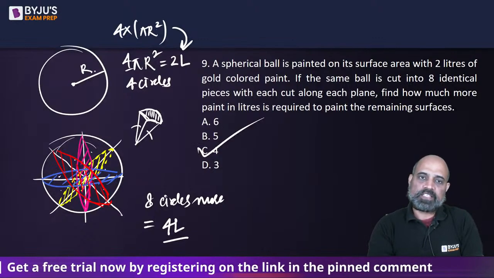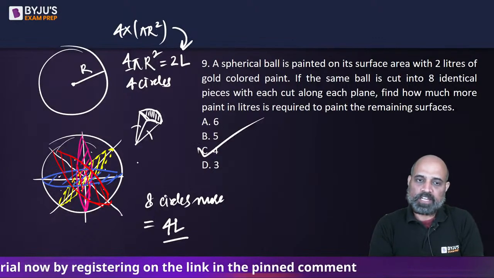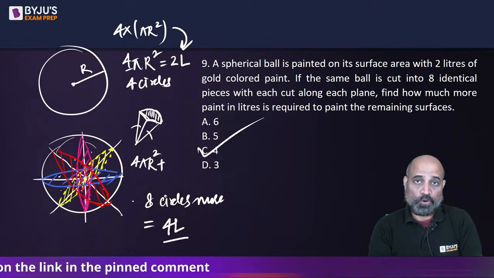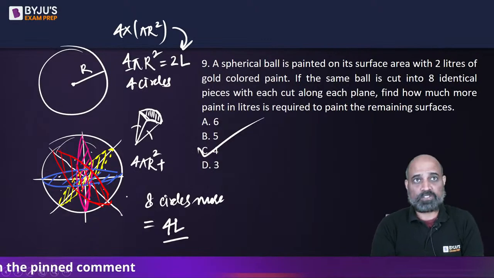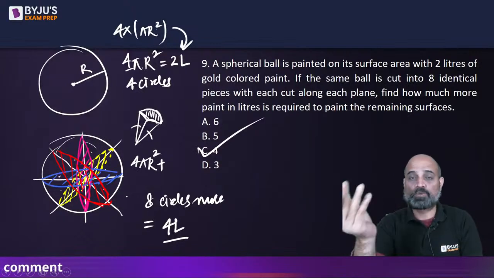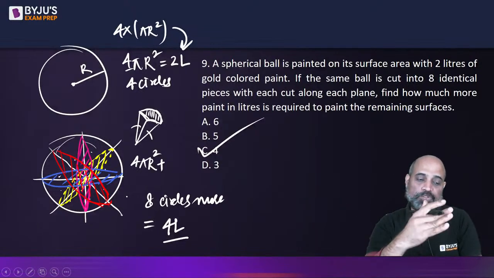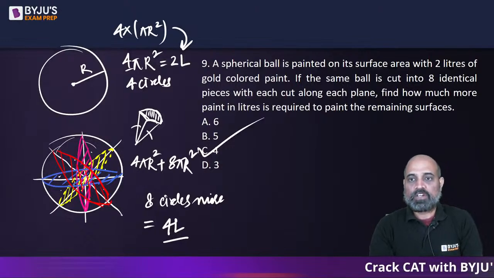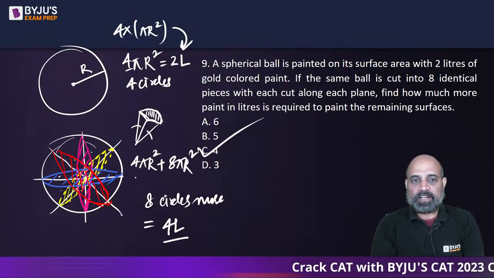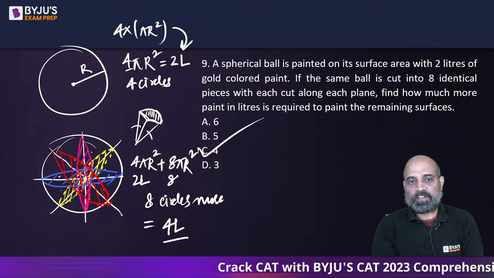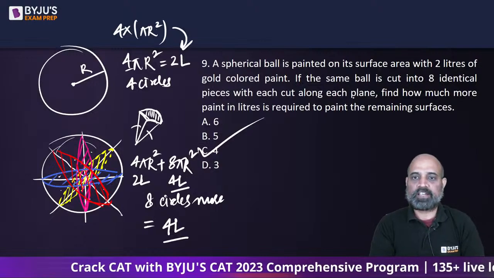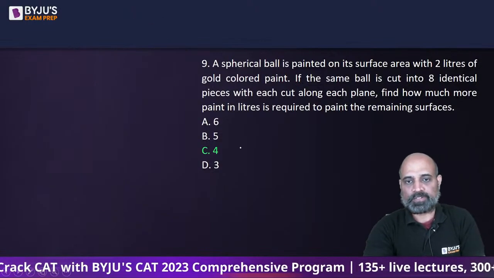So actually the surface area is 4 pi r square for the original. For this it is 4 pi r square plus 4 circles. Each circle is going to be painted on 2 sides because it will give you 2 pieces. So it will become 8 pi r square. So more paint required. If this was 2 liters, this will be 4 liters more. So 4 liters extra is needed. Option C it will be. Okay?